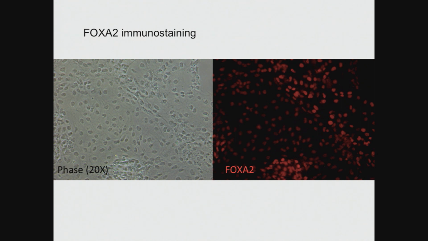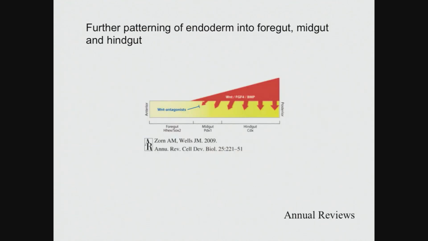You can use all your different metrics here, so I'm just showing you that all these cells are FOXA2 positive for protein staining. And so that's the definitive endoderm induction. So before I move on, I'm now going to talk a bit more about patterning that endoderm, in this case to lung. Before I move on, any questions about that so far?